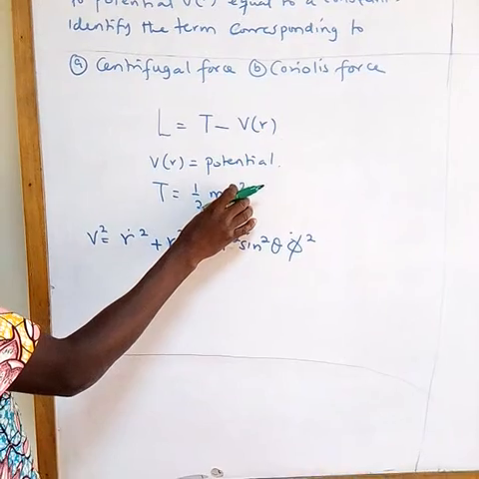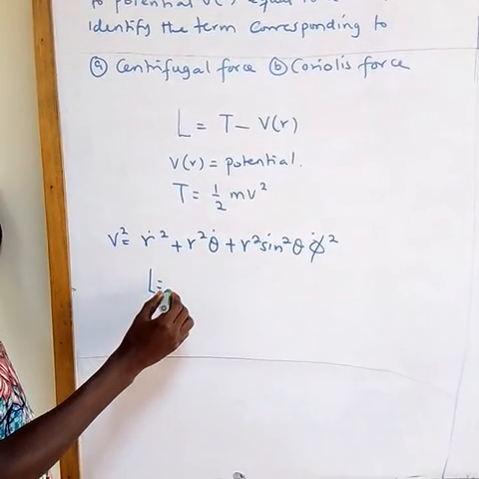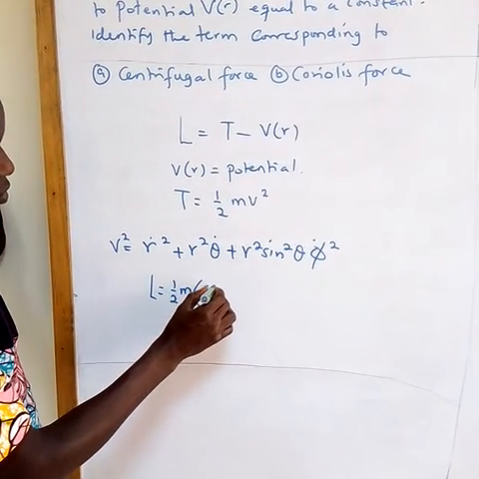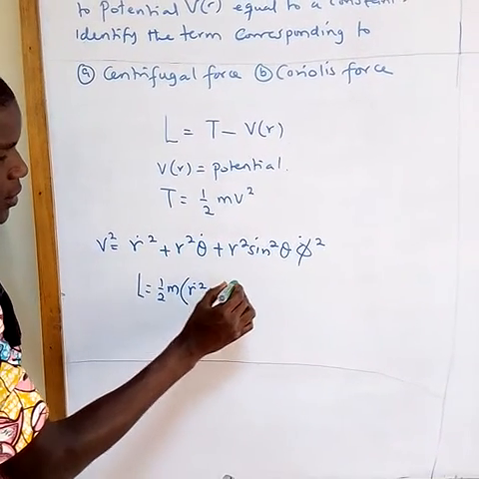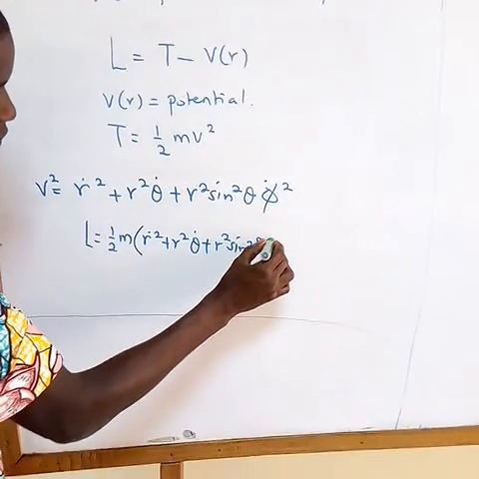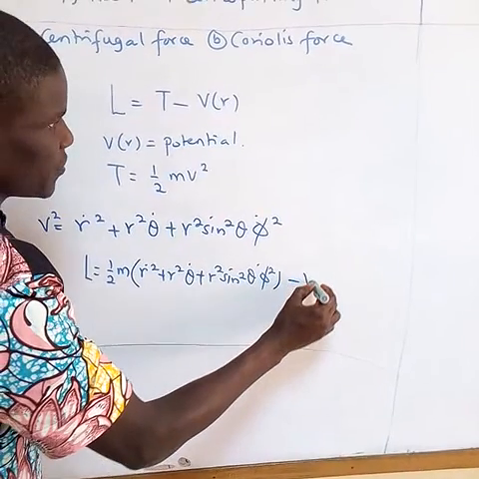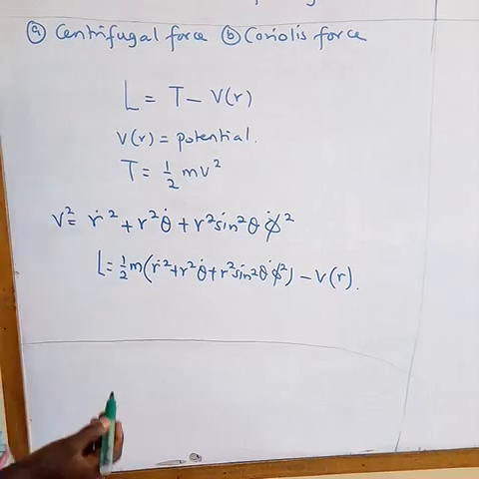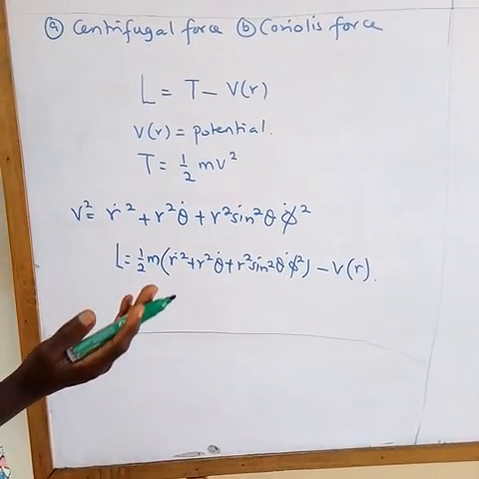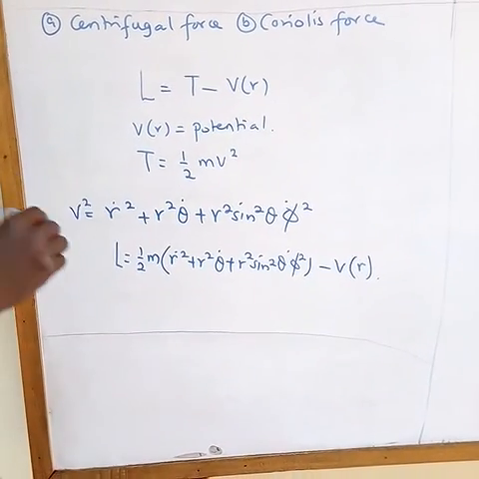After introducing it here, we are going to introduce them into the Lagrangian expression. So our Lagrangian L is equal to half m into bracket r dot squared plus r squared theta dot plus r squared sine squared theta phi dot squared minus V of R. From this particular expression, since R is a spatial variable which may really contain x, y, z, it means the expression actually depends explicitly on x.